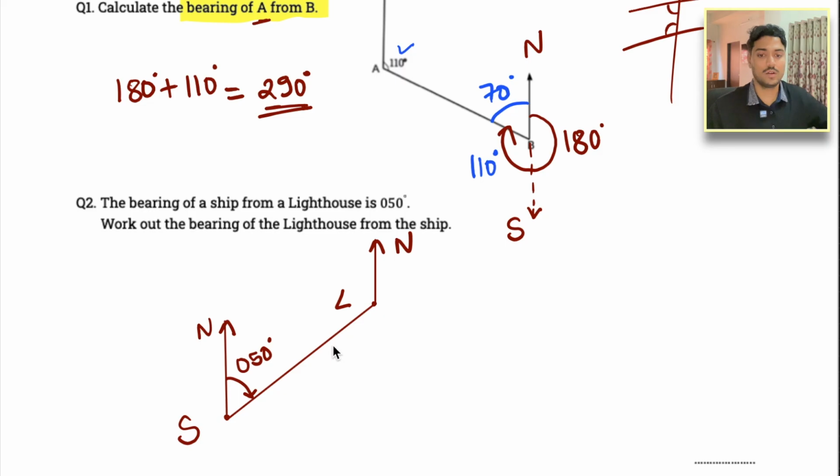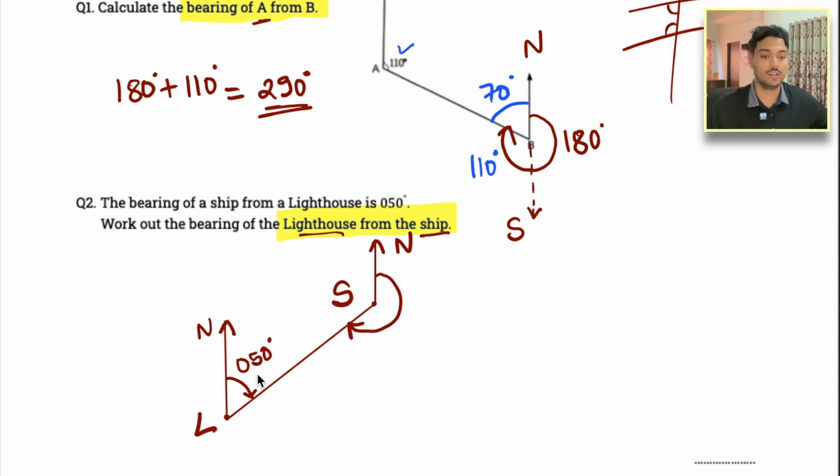Now it says work out the bearing of lighthouse from the ship. The bearing of ship from the lighthouse is 50. That means we have lighthouse here and ship here, and this is given to us as 50 degrees. Now they're telling us work out the bearing of the lighthouse from the ship. That means we'll calculate the bearing from the north line in clockwise direction towards the lighthouse, because we have to calculate the bearing of the lighthouse from the ship. So this angle we have to calculate.